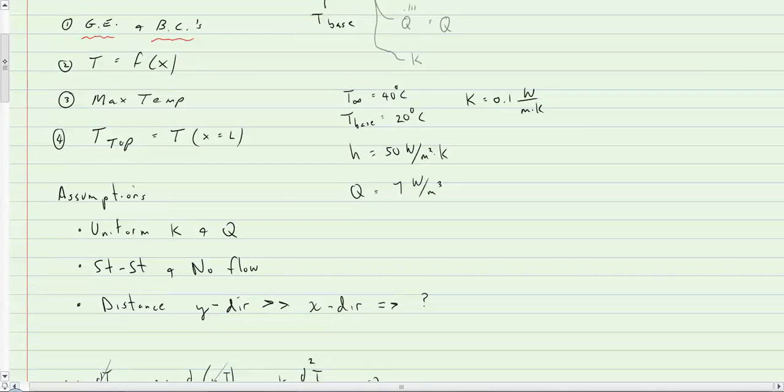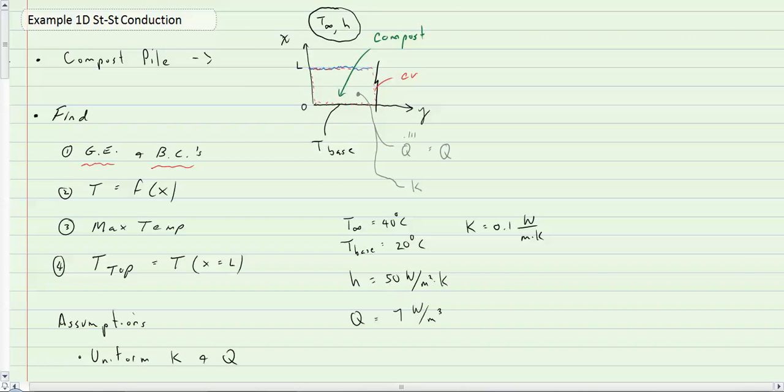Working down through it, let's be clear on the assumptions. We're assuming uniform k and q. q, notice, is watts per meter cubed. It's a steady state problem, and there's no flow inside the compost. We also have to assume that the compost is 2 meters tall. That's the distance L. I should write that. This is 2 meters. And it's quite long in length.